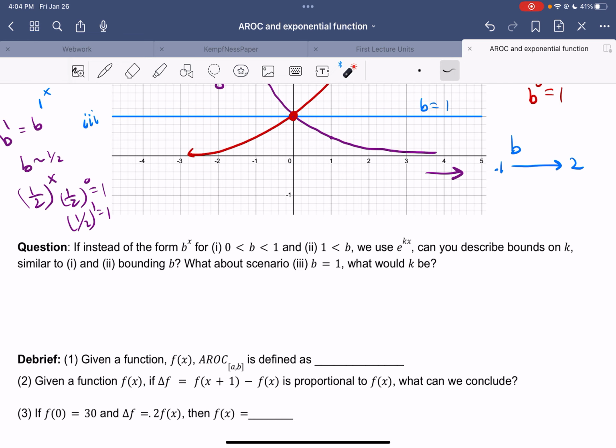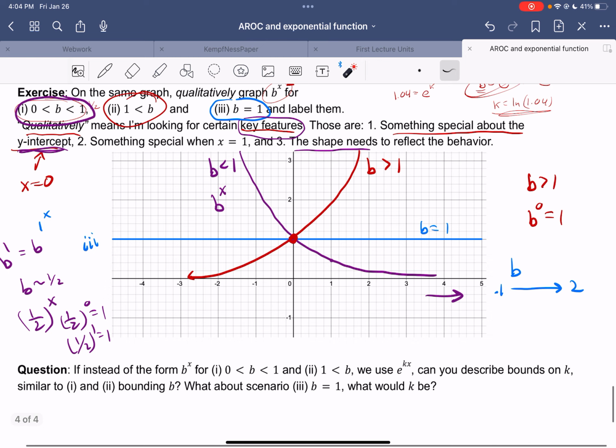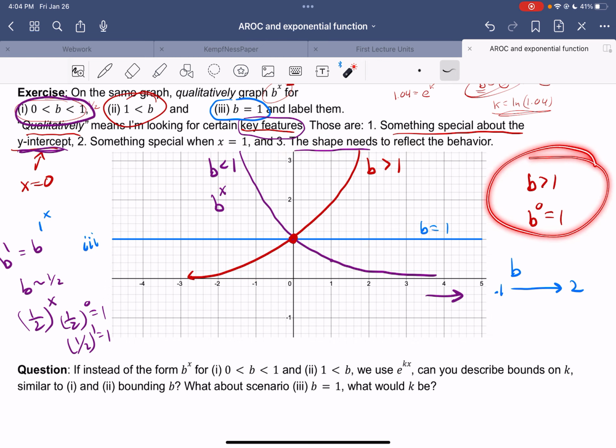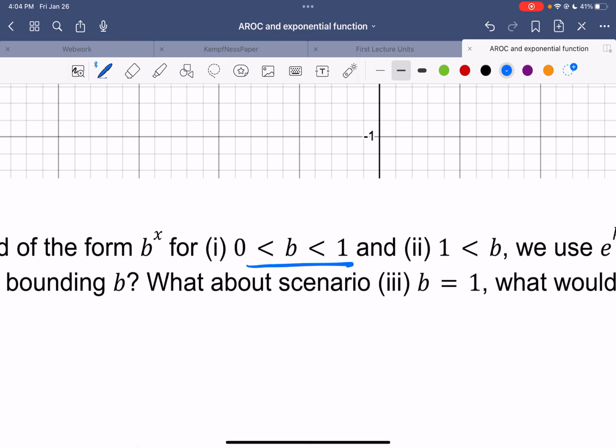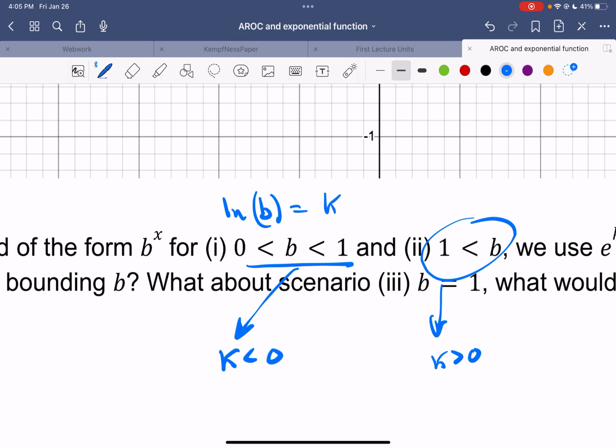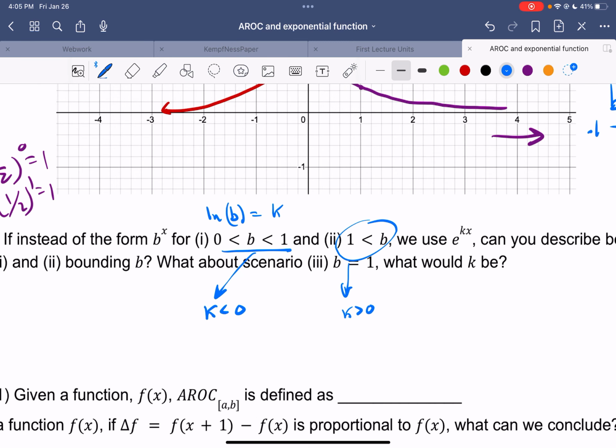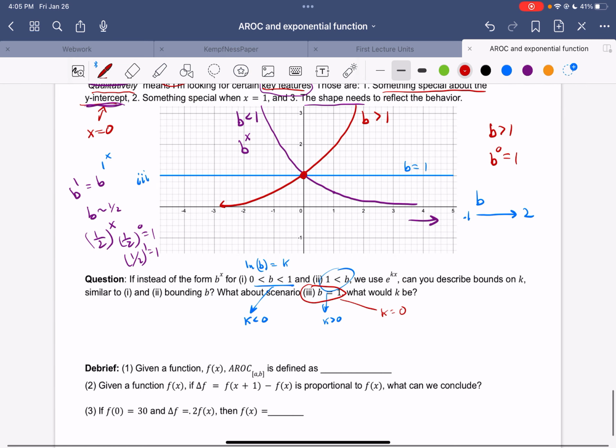All right. So understanding the general shape and behavior for different b values, we could instead do the same thing for different k values. In this case, remember, the natural log of b is equal to k, right? And so it turns out that this scenario is when k is negative, and this scenario is when k is positive. And if b equals 1, then k is 0. And so the graph of e to the kx looks the same.